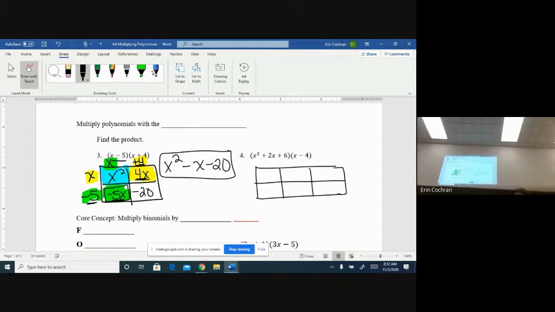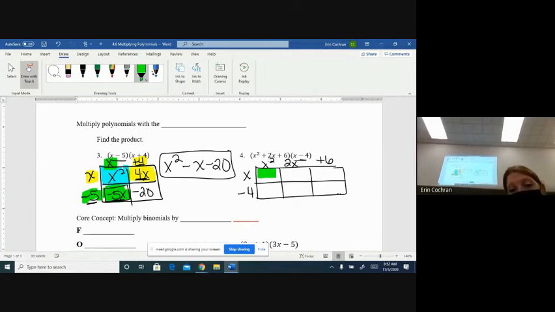Okay. All right. So obviously I have 2 here, so I'm going to put my binomial on the side. So I have x and I have negative 4. And then my trinomial I'll put across the top. So I have x squared. What else? 2x. And I have a positive 6. Okay.